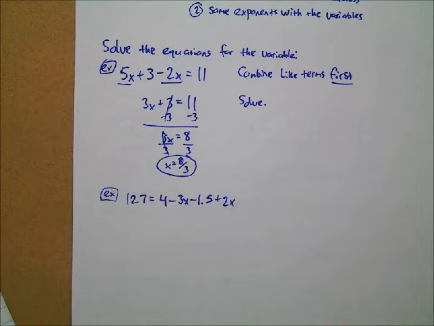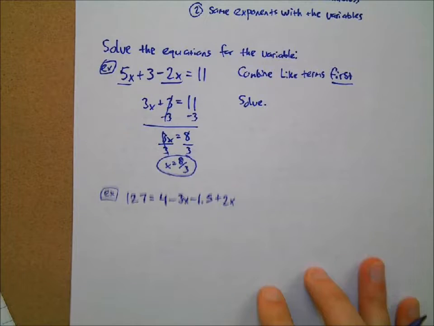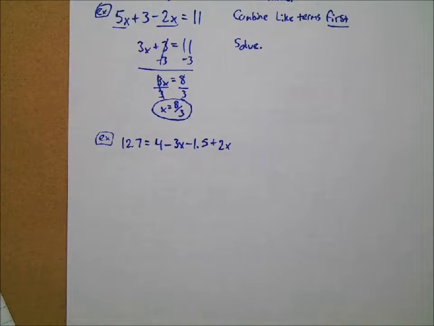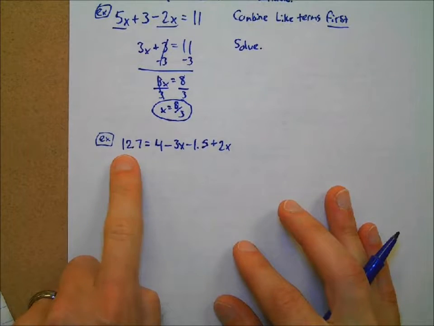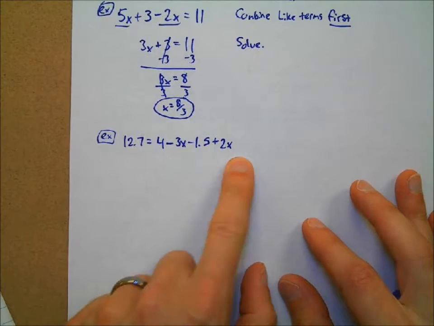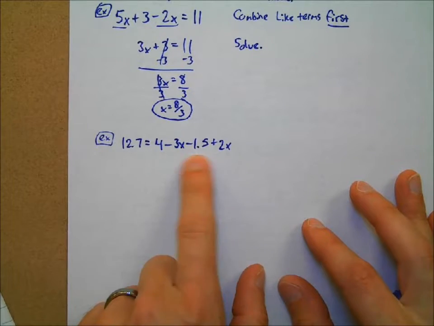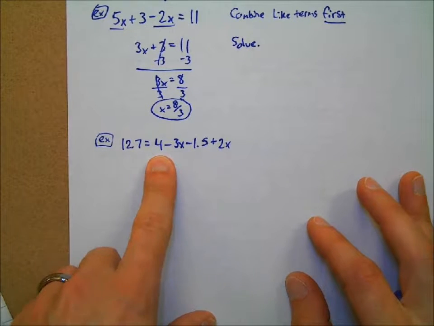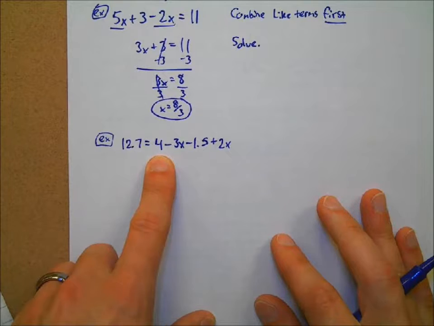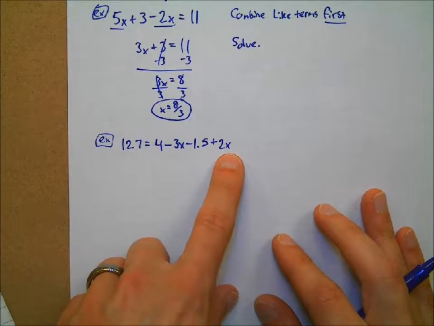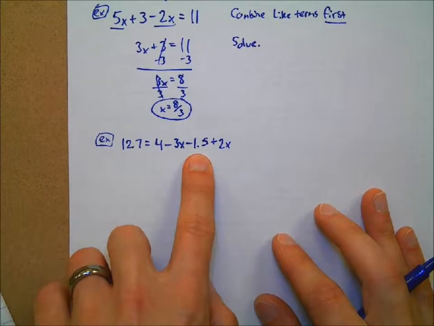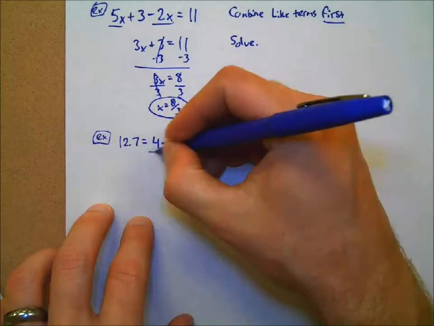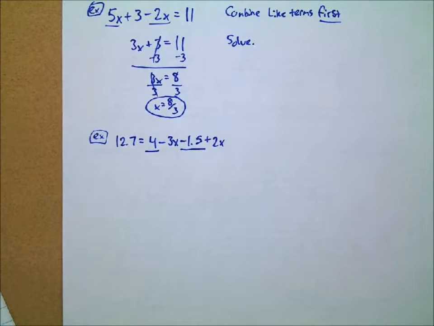Okay. Erica, do you see any like terms here for us to combine? Okay, so on this side, right, it's just the 12.7, so there's nothing to combine there. But looking over here, do we have any like terms? Okay, so the 4, that's a number. What's another number that we have there? 2 is a number, but it's got the x next to it. 1.5. Yeah, the 1.5. So we can combine the 4 and the minus 1.5 there. Okay, that's going to give us 2.5.